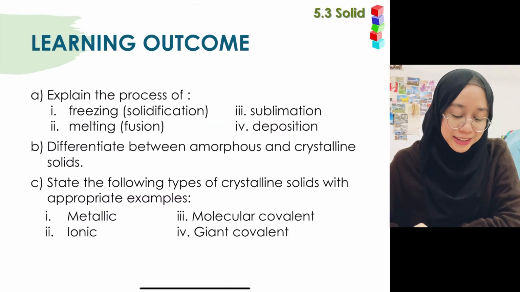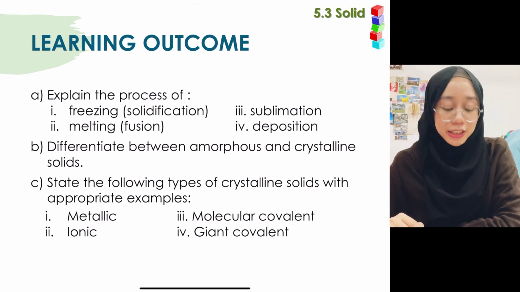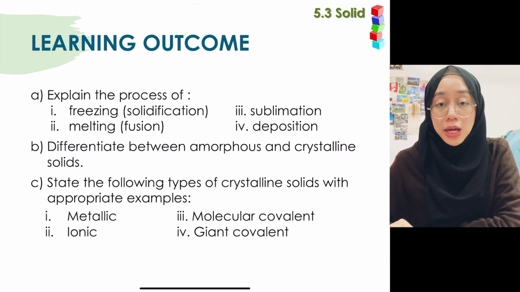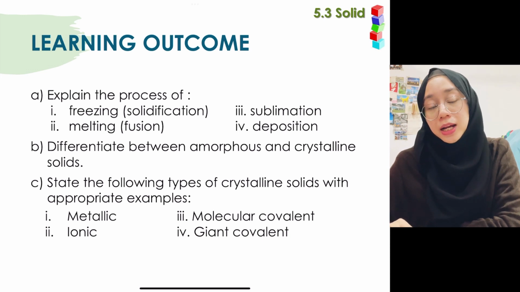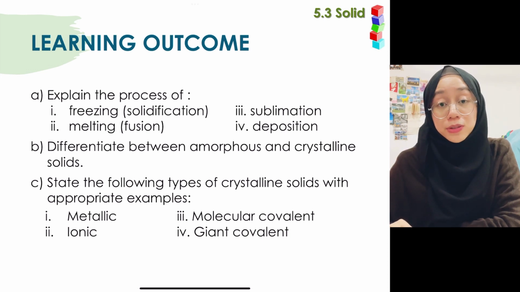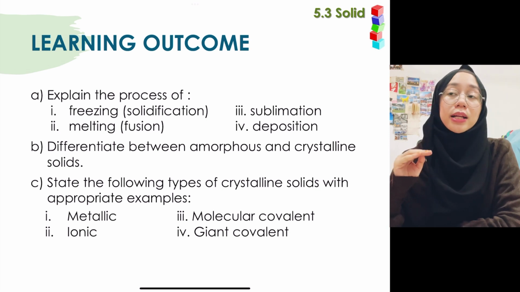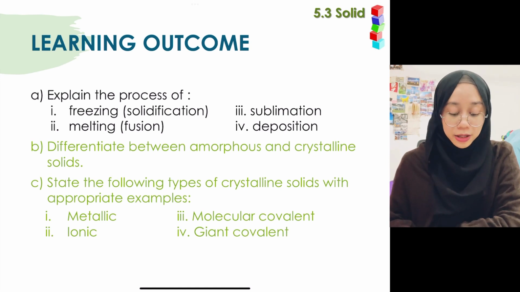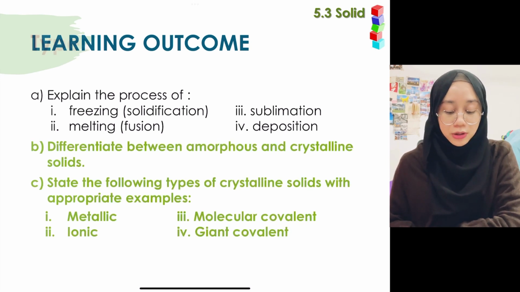Okay, so previously kita dah tengok the explanation on the process of freezing, melting, sublimation and deposition. So today, in this video, kita akan cover on the type of solid, ada dua, and then kita akan tengok what is the difference between those two, and then kita akan tengok a few example for the crystalline solid sahaja. Okay, so there are two types of solid class.